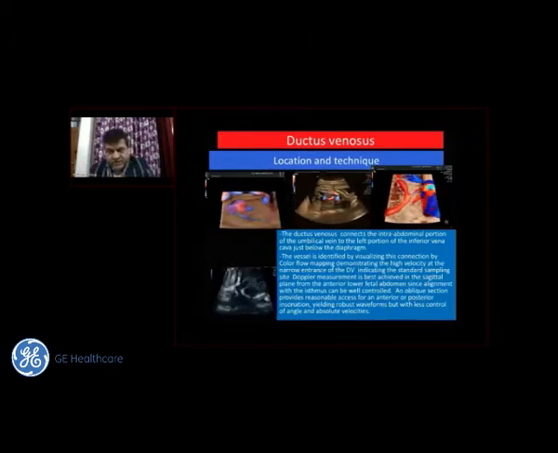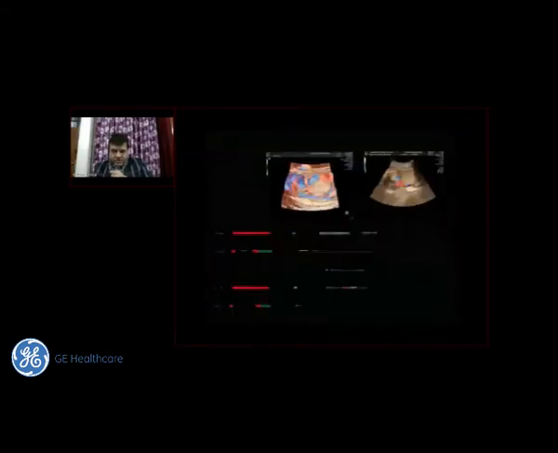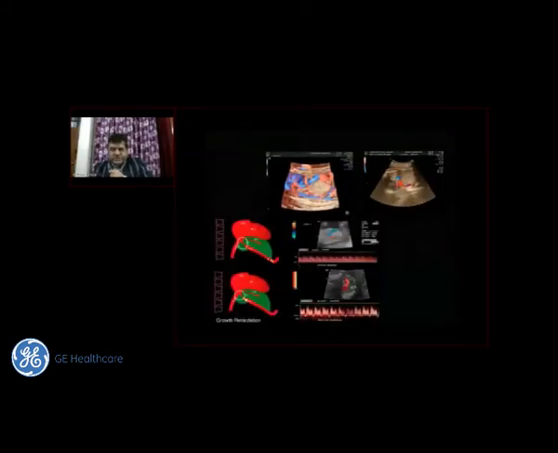So moving on to the next very, very important vessel, the ductus venosus, which connects the intra-abdominal portion of the umbilical vein to the left portion of the IVC just below the diaphragm. The vessel is identified by visualizing this connection by color flow mapping, which demonstrates a high velocity at the narrow entrance, and therefore it is going to give us a lot of information. It is going to tell us whether the PI values are rising or have really fallen.